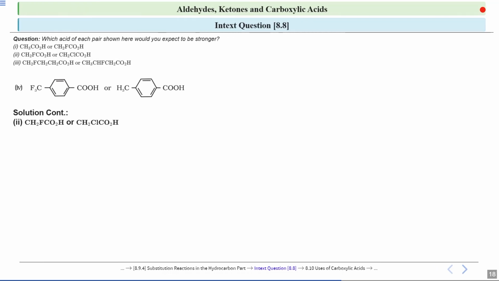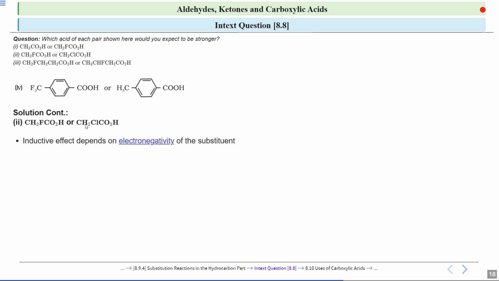Now in the second part, what is the difference? When you compare CH2FCO2H and CH2ClCO2H, both of these are carboxylic acids with a halogen atom attached to a carbon next to the carboxyl group. So the main difference over here is the halogen atom. Our goal is to figure out which halogen makes the acid stronger, fluorine or chlorine.